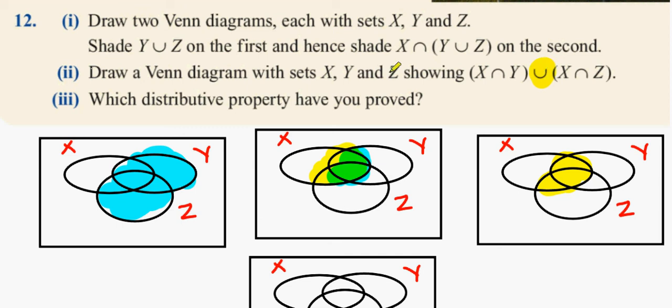Finally, which property have you just proved? They're the same answer. Lads, they're the same answer. What happens? Intersection was once here, but it's twice down here. So what does that mean? Intersection is distributive over union. Hooray.